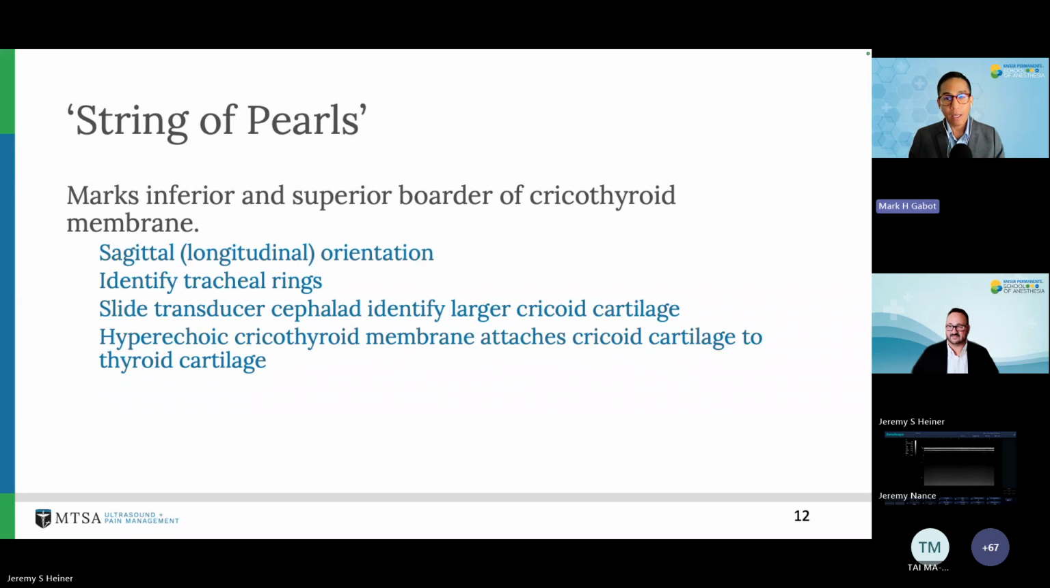One advantage of this technique is that it allows us to directly visualize the superior as well as inferior borders of the membrane. Again, creating a little bit of a bubble. We know exactly where our access point is for that front of the neck access. Next slide, Jeremy, please.